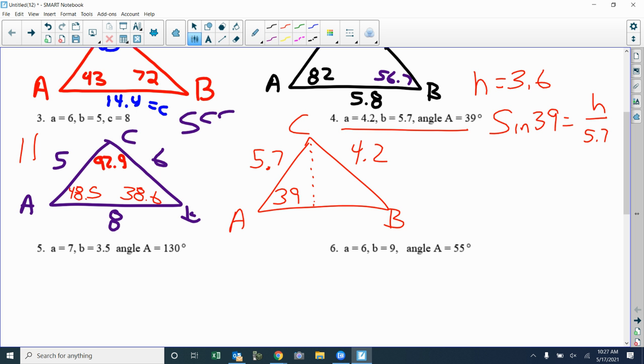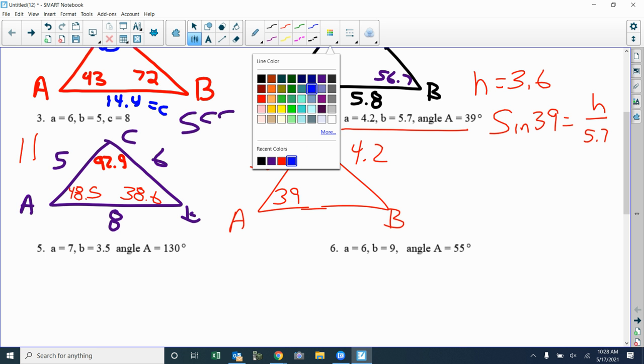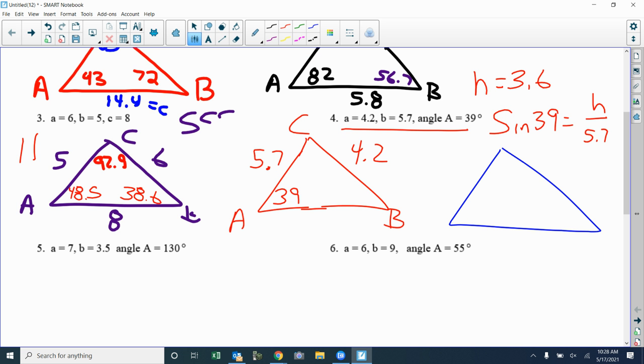It is not. Is A greater than side B? It is not. So is B greater than A? Yes, it is. And is A greater than the height? Yes, it is. So it is the last one, which means there are two triangles. So we're done with this height thing. And we have to finish out this first triangle. We know there's gonna be a second. So let's go ahead and get him started over here too.